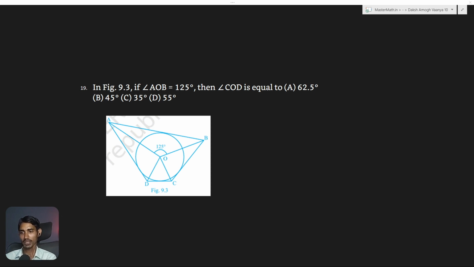In figure 9.3, angle AOB is 125, find angle COD.